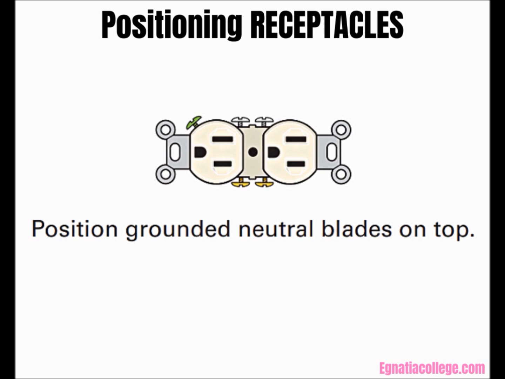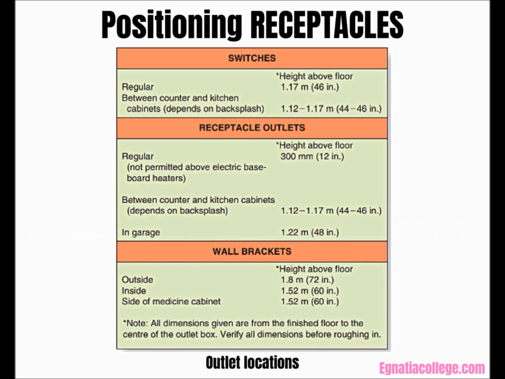When metal cover plates are used for horizontal receptacles, position grounded neutral blades on top. A loose metal plate could fall onto these grounded neutral blades with no hazardous effect. To ensure uniform installation and safety, and in accordance with long-established custom, standard electrical outlets are located as shown in this figure. These dimensions usually are satisfactory.